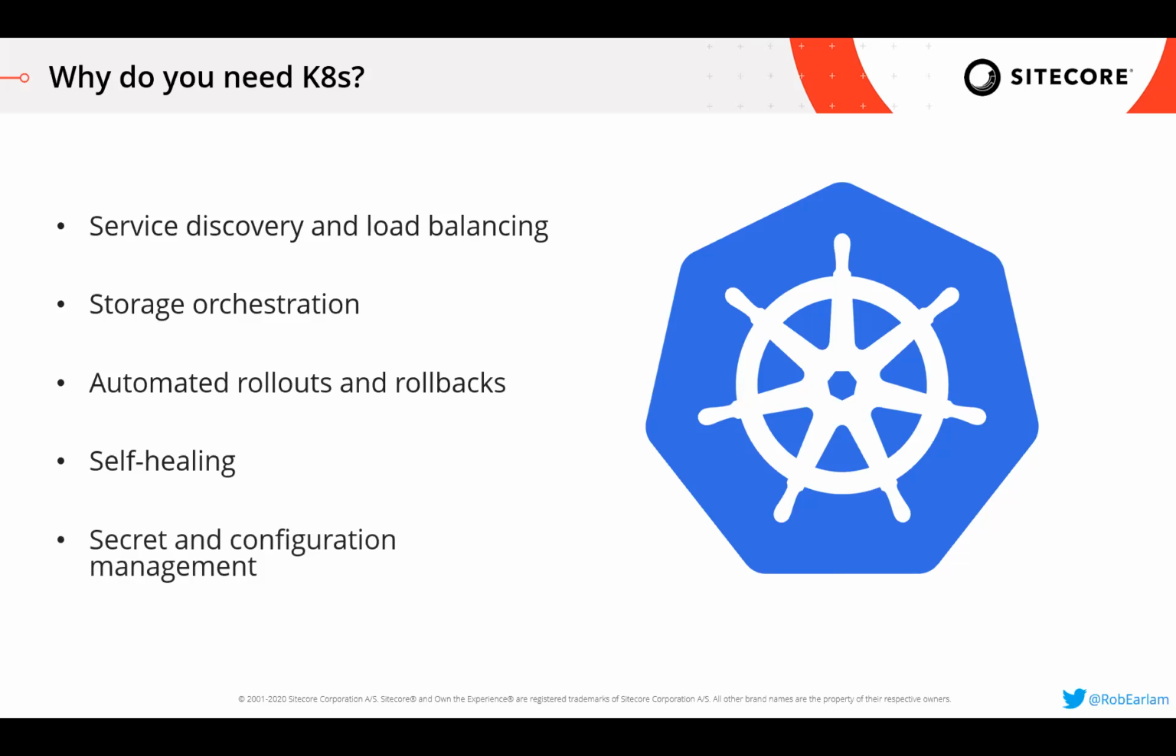And the last one is really crucial. It's secret and configuration management. Kubernetes lets you manage sensitive information, things like passwords, OAuth tokens, and SSH keys. And you can deploy and update these configuration items without having to actually rebuild your container images. And that's really important. That's what basically enables you to use the same container image throughout all of your different environments. You don't have to rebuild it doing transforms like you used to have to previously when installing directly to the bare metal.